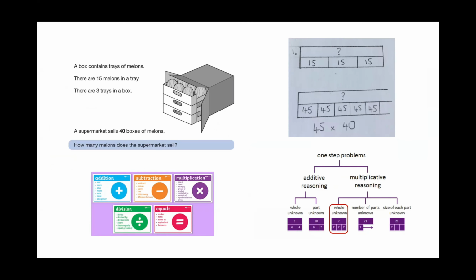Let's have a look at this problem and think about how our structure of what's known and unknown can help us when a problem doesn't have any keywords at all. Pause the video here and think about how you might discuss this with your class.